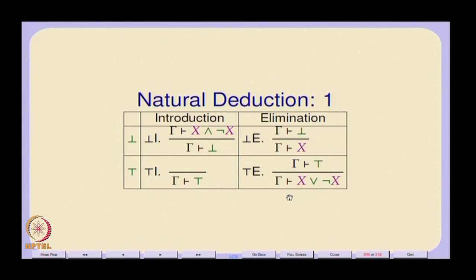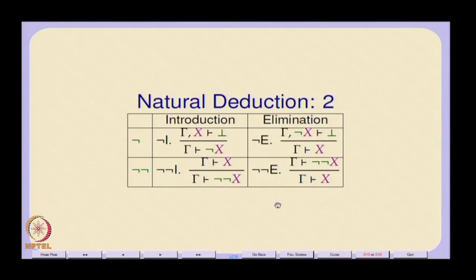A corresponding analog for provability is that if your set of assumptions is inconsistent, then you can essentially conclude anything you like. Any formula of the system is then a theorem of that system, a provable consequence of that set of assumptions. So, these are the introduction and elimination rules for bottom and top. These are for negation and double negation. We have already seen that.